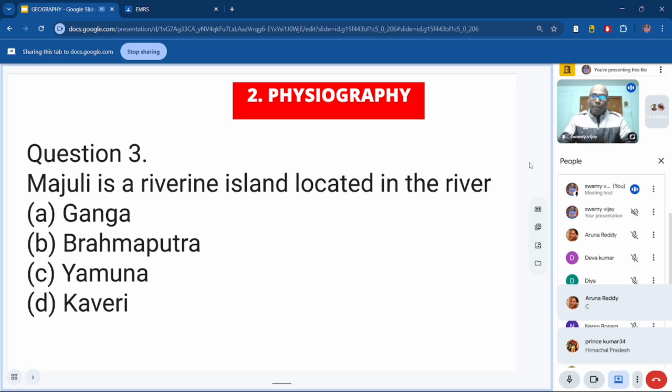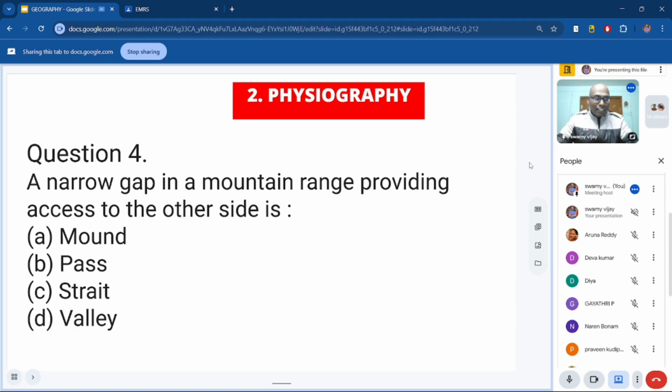Next, Deepa Goswami. Easy question for you. Majuli is a riverine island located in the river Ganga, Brahmaputra, Yamuna, or Kaveri. It's Brahmaputra. Majuli is the largest river island in India, correct? Yes, sir. And you are from Assam, correct, Deepa ma'am? Yes, sir. Right. Fine.